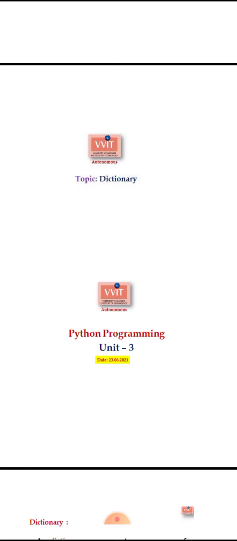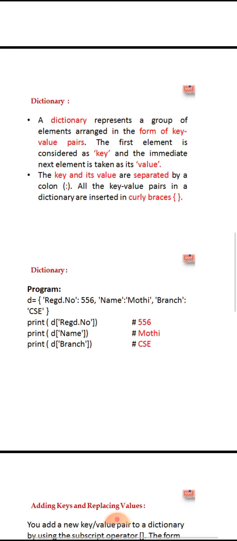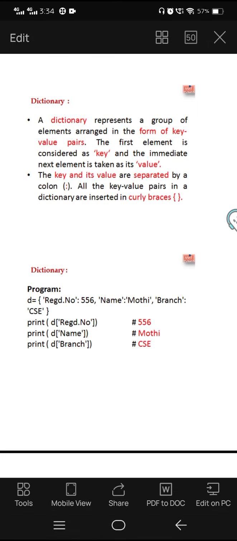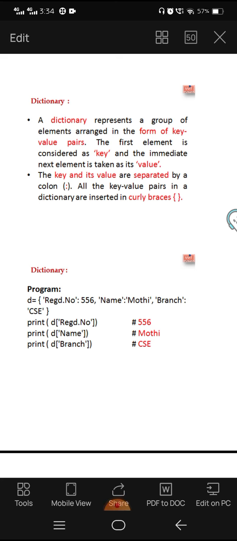Today my seminar topic is about dictionaries. Now let us discuss what a dictionary is. A dictionary represents a group of elements arranged in the form of key-value pairs. The first element is considered as the key and the immediate next element is considered as the value. These keys and values are separated by a colon. All the key-value pairs are inserted in curly braces. So dictionaries are represented like this, with curly braces with keys and values.